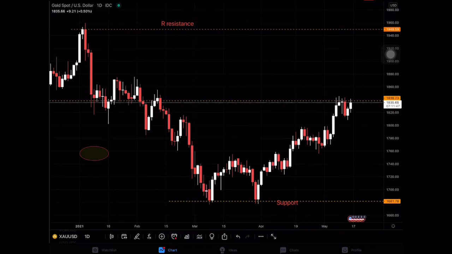Now this is resistance and support. Now from support here, from the lowest point, we make a trend line, because we can see we can make a trend line here.